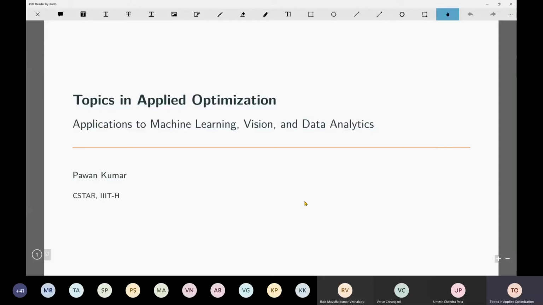Lecture 1, topics in applied optimization. There will be some theory and some applications, a bit more theory than applications, but there will be quite a few applications. Since this is an optimization course, you will see a lot of optimization theory here. So let us see what to expect.